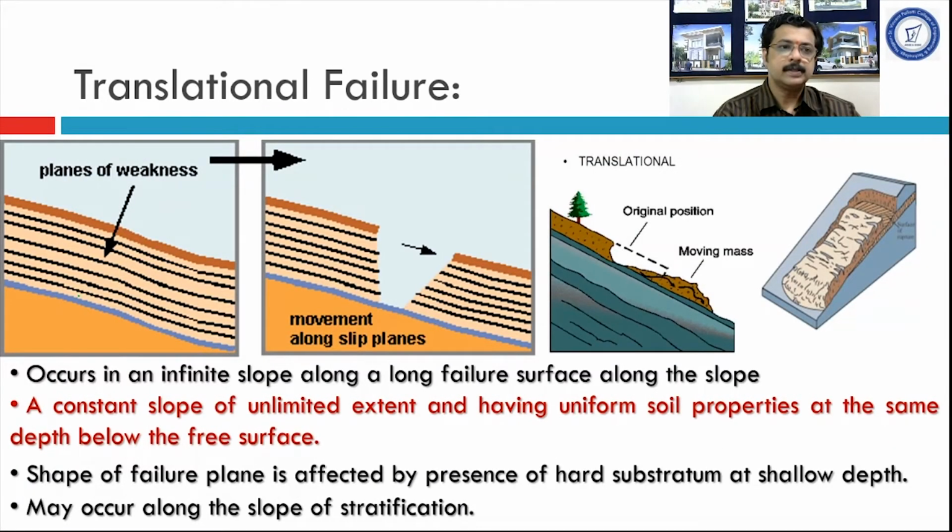Now the second failure is translational failure. You can see three diagrams on your slide. The first diagram is depicting some planes of weakness. What is shown there? This bottom portion is basically the hard strata, and over this hard strata, a number of layers of soil are deposited, and this is the interface. All these lines are nothing but the interfaces between the layers. So these interfaces would act as the planes of weakness.